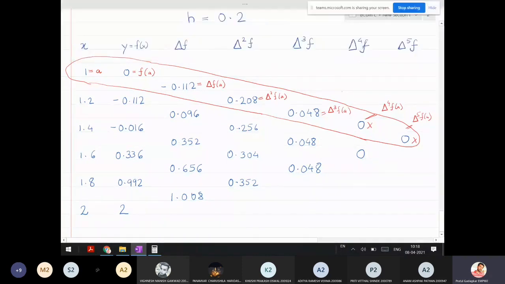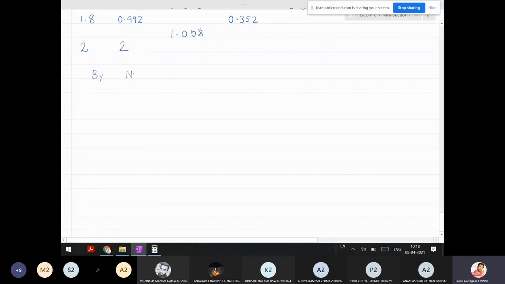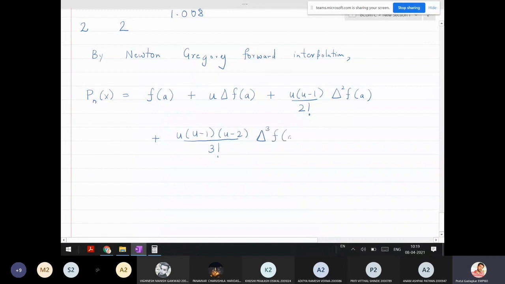Okay, now let us try to write the formula of Newton's forward interpolation formula, by Newton's Gregory forward difference interpolation formula. What is the formula? The formula says that Pn of x is equal to, first is F of A plus U delta F of A plus U into U minus 1 upon 2 factorial delta square F of A plus U into U minus 1 into U minus 2 upon 3 factorial delta cube F of A.